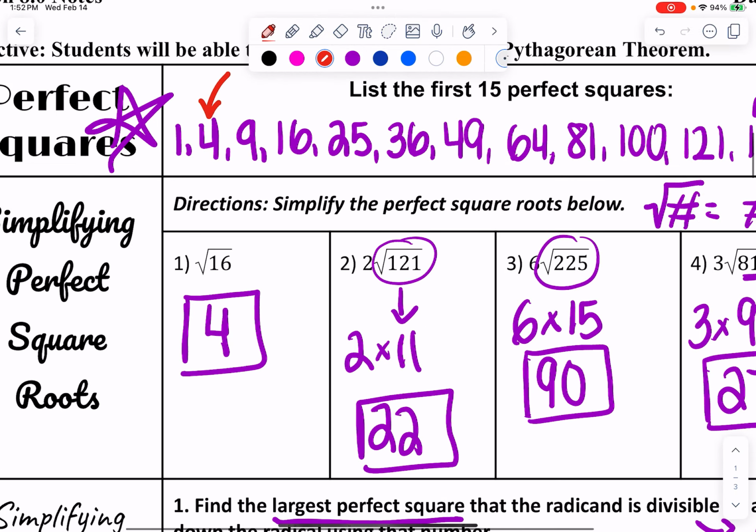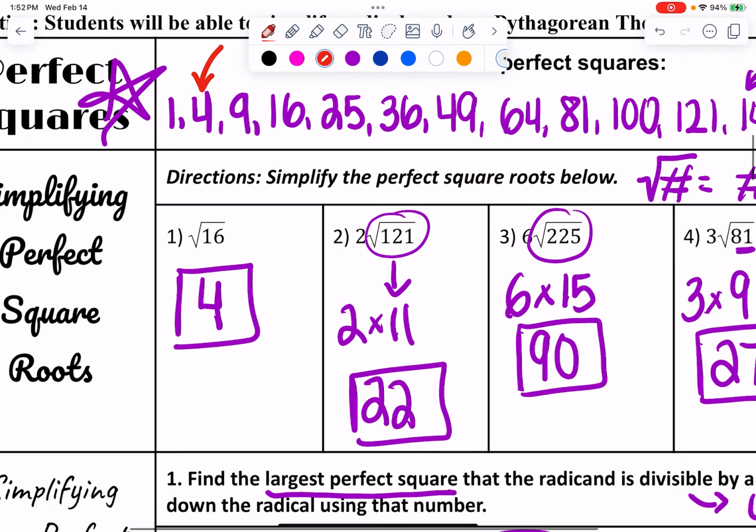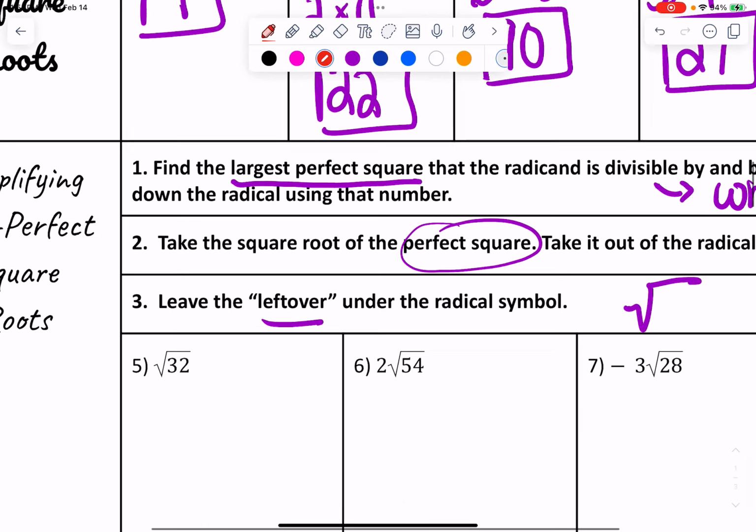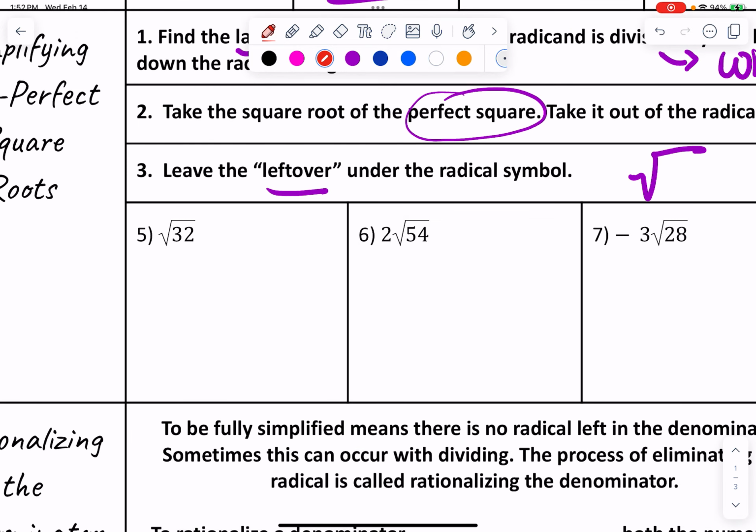So the next number would be 9. 9 does not go into 32, so we skip over that. The next number after that would be 16. 16 does go into 32 twice. So what I'm going to have is this breaks down into 2 parts. It's going to be the square root of 16 times the square root of 2. Okay, so it breaks down like that.